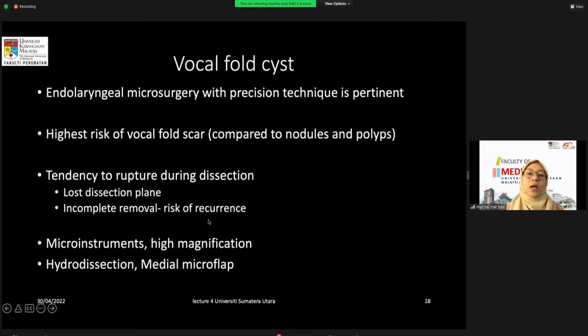of the cyst. And for surgery in vocal fold cyst, you need to use micro instruments and you need a high magnification to make sure that the surgery is with precision technique. You can appreciate the layers of the vocal fold, and there is a role of hydrodissection, which I'm going to show after this, which would minimize the risk of injury to the vocal ligament. And also another surgical technique, medial microflap, is recommended in doing surgery on the vocal fold.